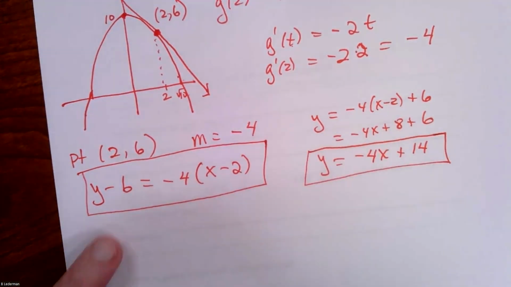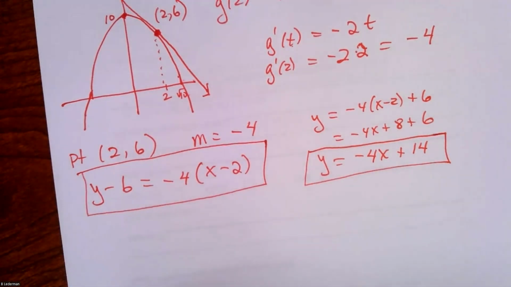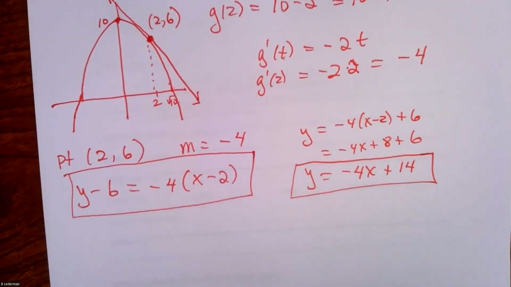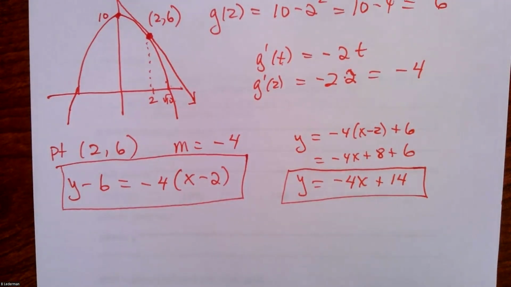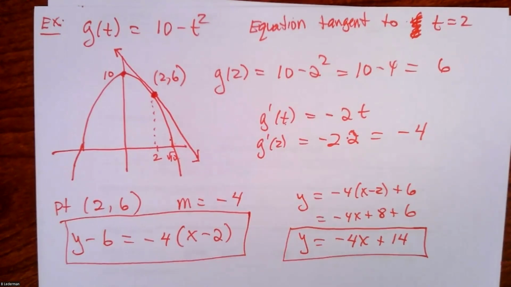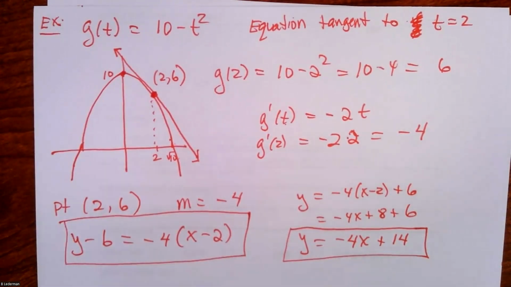So what am I saying here? This is really important, because students always ask me, how do I have to write the answer? Well, it depends on the question. If I just say, give me the equation of the tangent, then any way you give me the equation is technically correct. If I say, give me the equation in slope-intercept form, then you have to do it this way, because this is slope-intercept form.